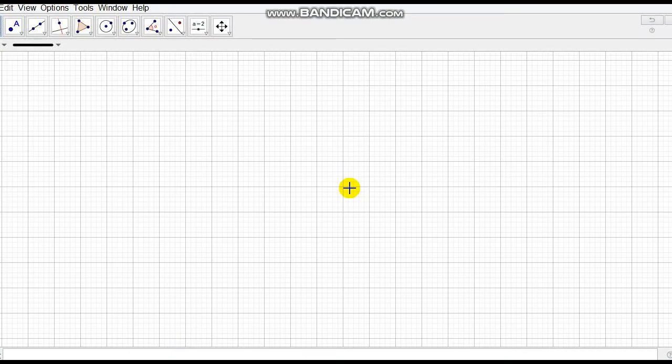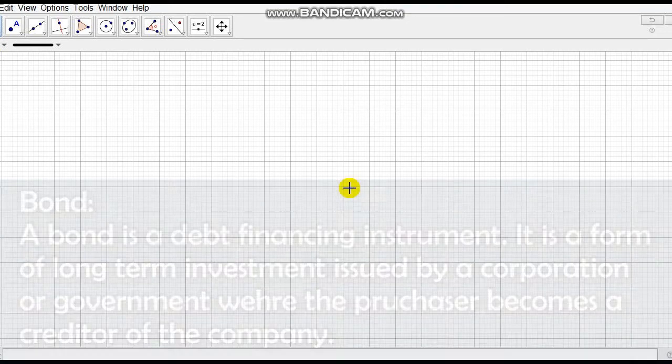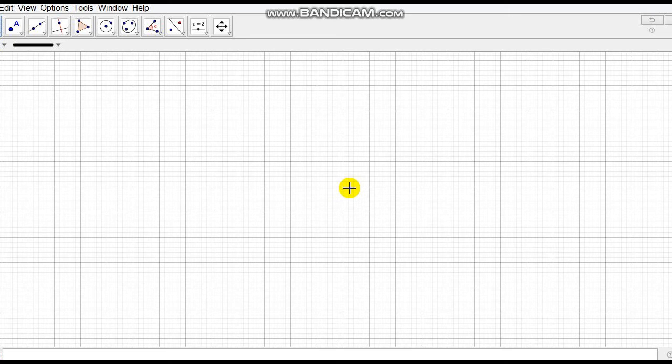Hey everyone, today we're going to discuss the bond and the bond market. So, a bond is a debt financing instrument. It is a form of long-term investment issued by a corporation or government where the purchaser becomes a creditor of the company. So, in this instance, the bond issuer acts as the borrower and those who purchase the bond would be the lender of the bond issuer.